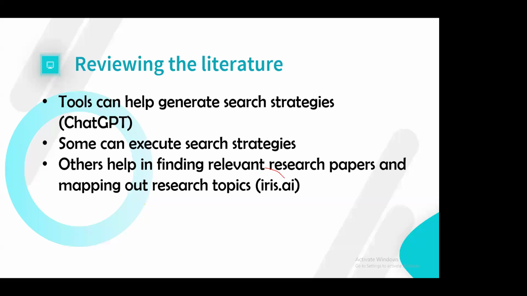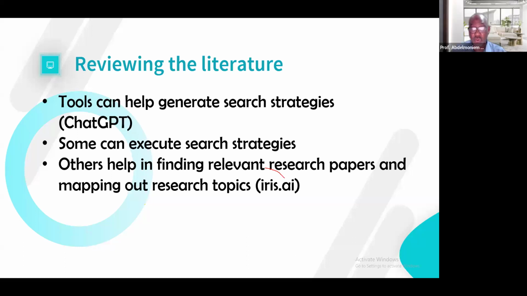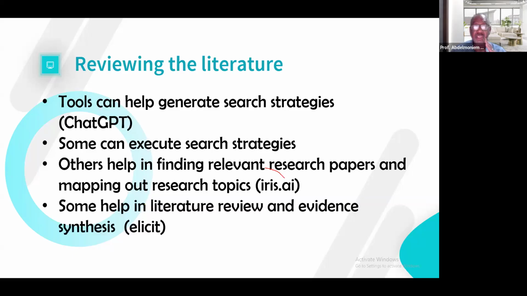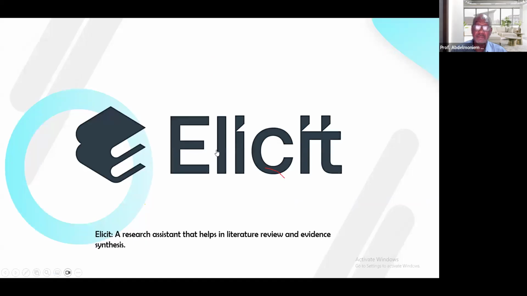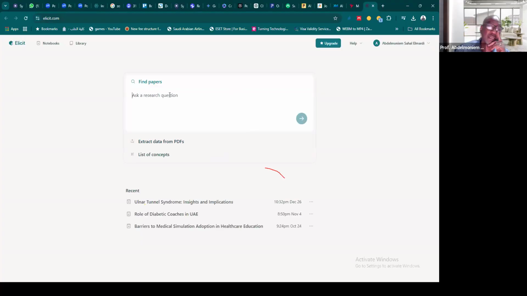Then others help in finding the relevant literature, like something called Iris AI, which I'm going to test now, and then there is another one which is Elicit. So ChatGPT, Iris AI, and Elicit. These three can help you find data. Let us try Elicit. Unfortunately, Elicit is not quite free; you can use it free, but only to a certain extent. I will show you now.